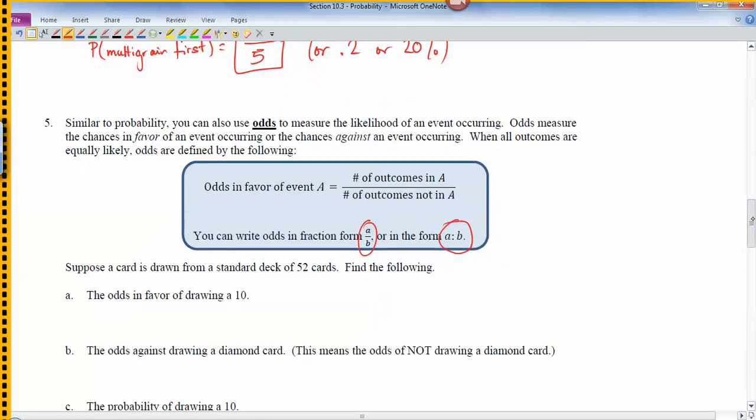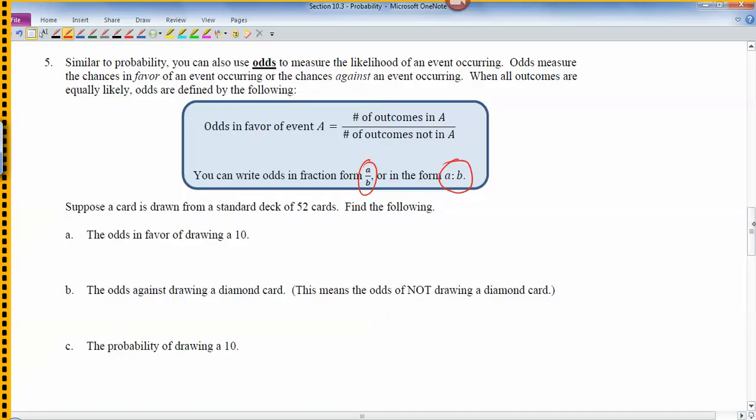So let's say in number 5, you're drawing from a standard deck of 52 cards. So remember there are 4 suits, diamonds, hearts, clubs, spades, and there's 13 types of each card. So 13 like hearts, because there's ace through 9, which is 10, and then jack, queen, king. So what are the odds in favor of drawing a 10? Well, there are 4 10s. There's the 10 of hearts, 10 of clubs, 10 of diamonds, and what am I missing? Spades. So there are 4 10s.